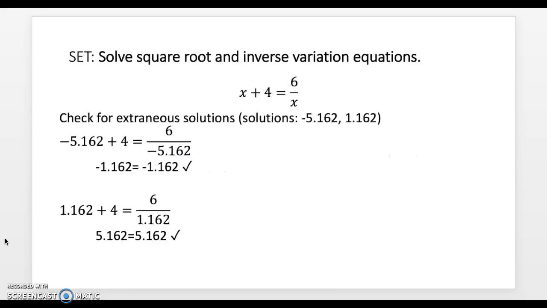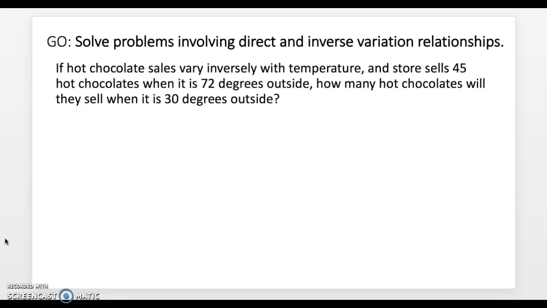And then you can check for extraneous solutions by plugging in our solutions to our x values. And we see that indeed they are solutions to our problem because they equal the same thing on both sides. Finally, we have the go, where we're solving problems involving direct and inverse variation relationships.